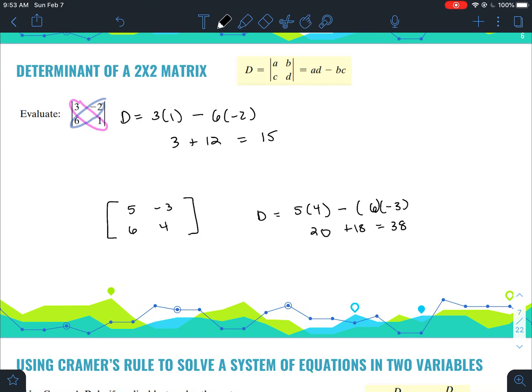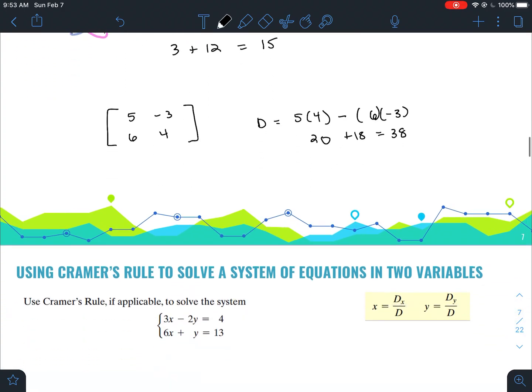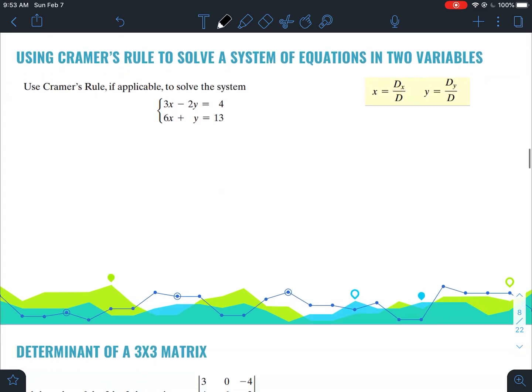So how can we use determinants to find the solution to a system of equations that is a 2x2 system? Well, first, let's write this in matrix form. So this would be 3, negative 2, 6, 1. And then if I multiplied that by x times y, I would get the solution 4, 13. And so that would be my system of equations in matrix form.